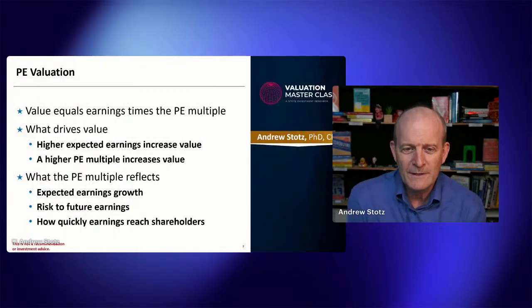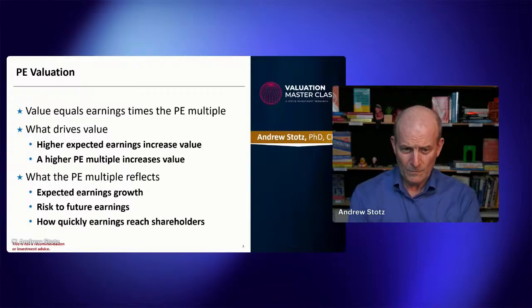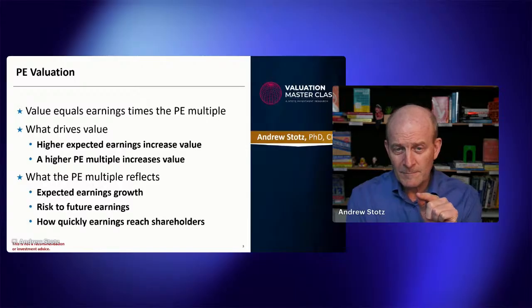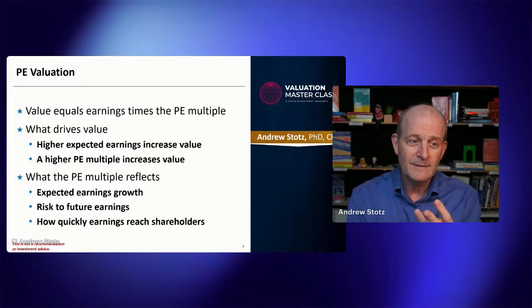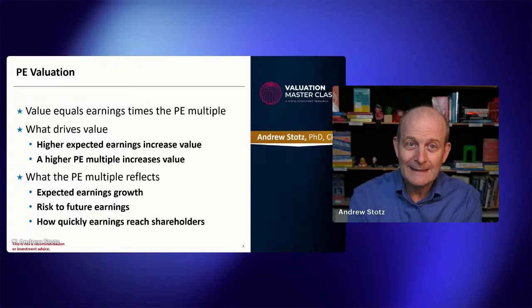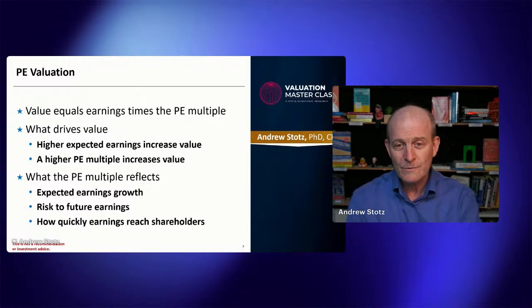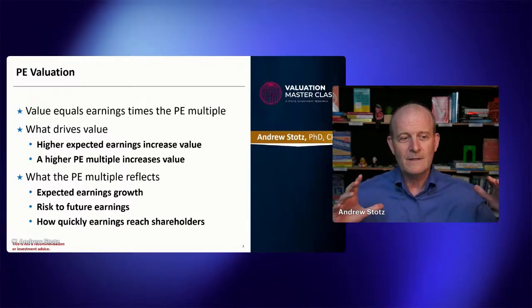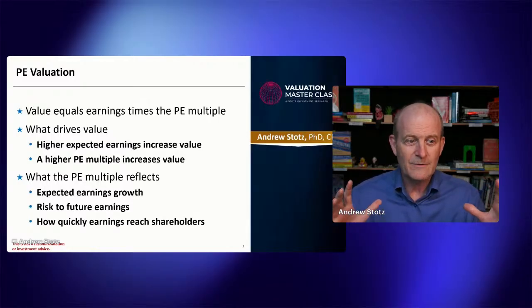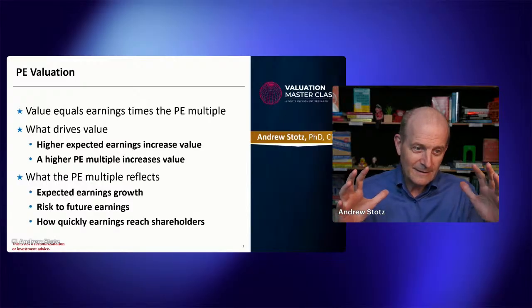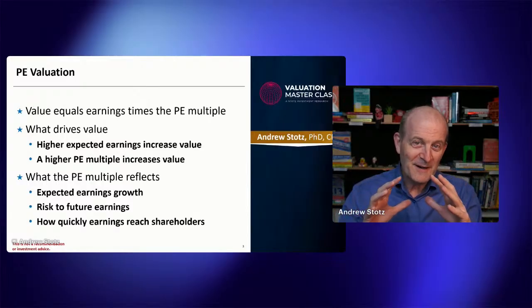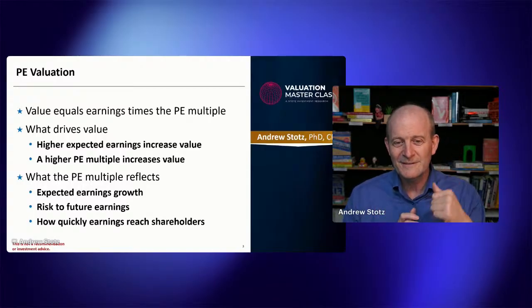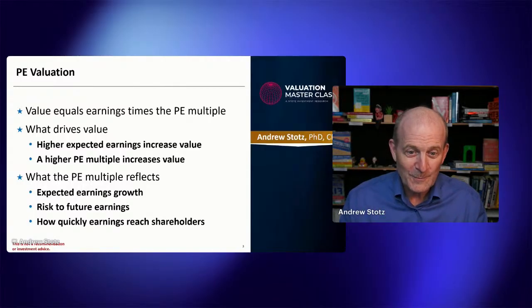So if we look at this, what I want to say, though, is that the PE reflects these three items, but it doesn't explicitly state them or include them. They are implied in whatever PE multiple you choose. So right there, you can see that a PE valuation condenses or contracts the variables into just two: earnings and multiple.